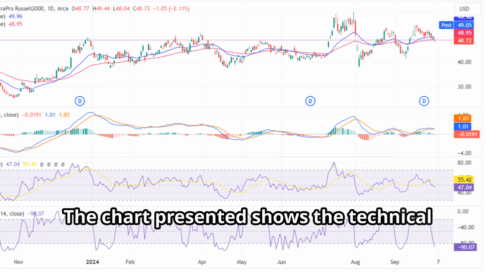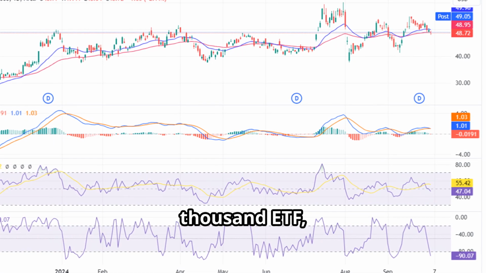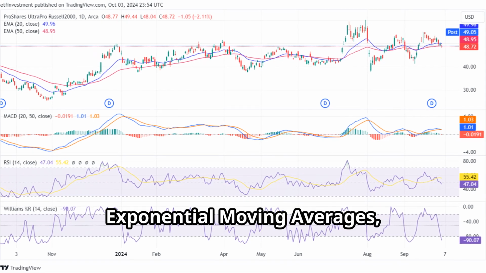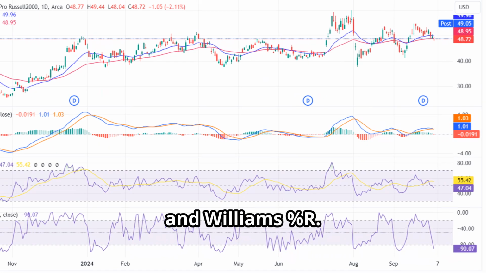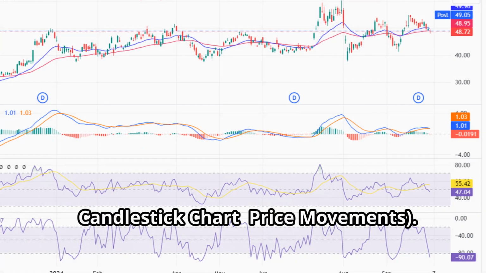The chart presented shows the technical analysis of ProShares Ultra Pro Russell 2000 ETF, ticker symbol URTY, focusing on price movements, exponential moving averages, and key technical indicators such as MACD, RSI, and Williams %R. Here's a detailed breakdown and trend summary.